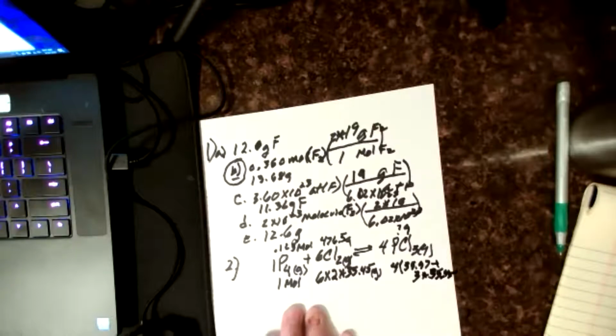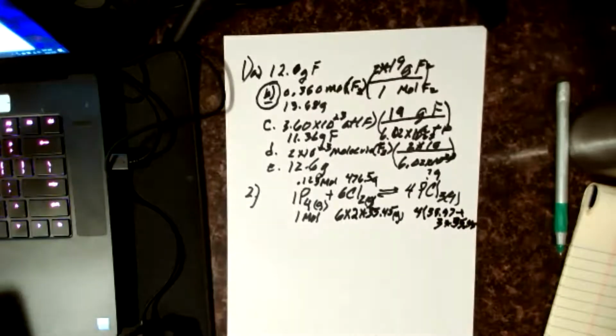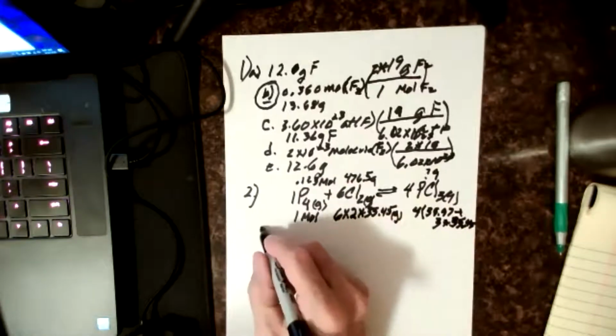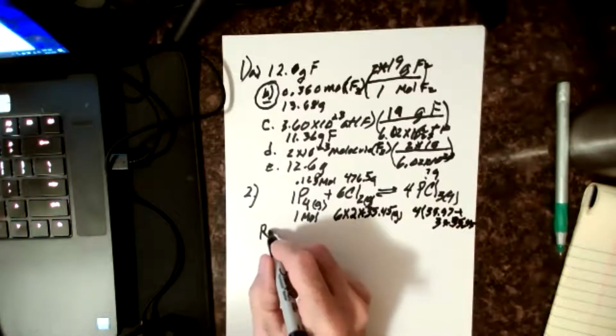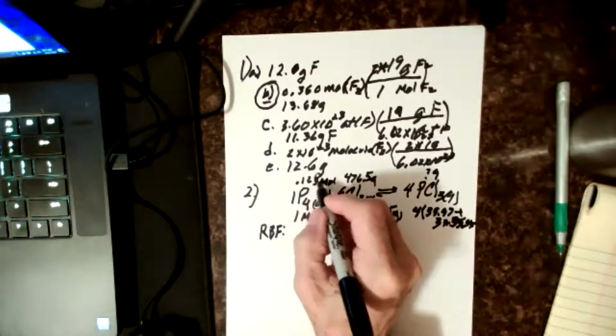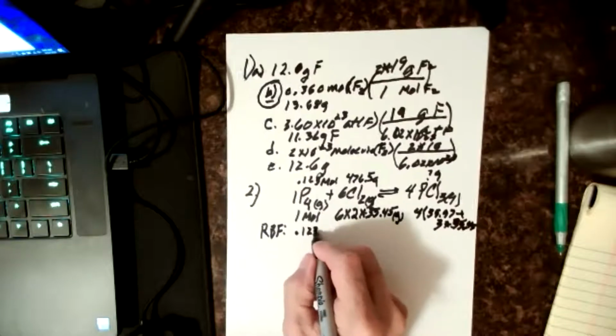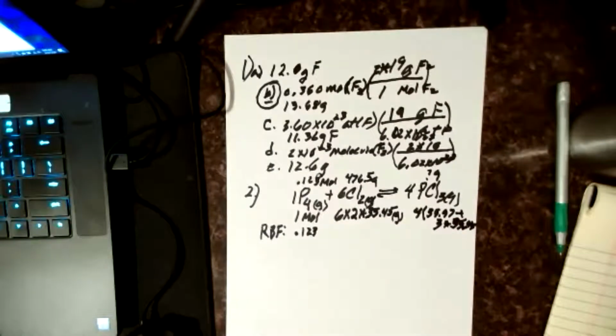Let's go ahead now and do the math. So of course I've got a rebalancing factor, and the first one's pretty easy. It's 0.123 divided by 1. So 0.123 is the rebalancing factor for the phosphorus. Now I've got, for the other one, I've got 476.5.